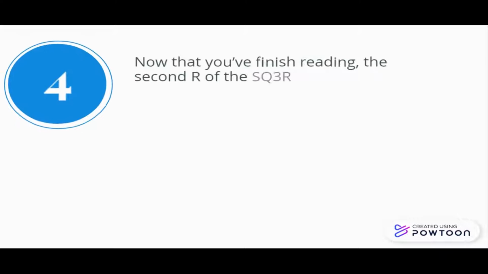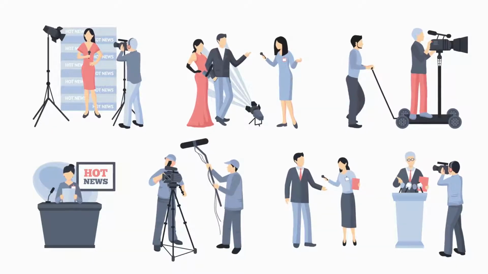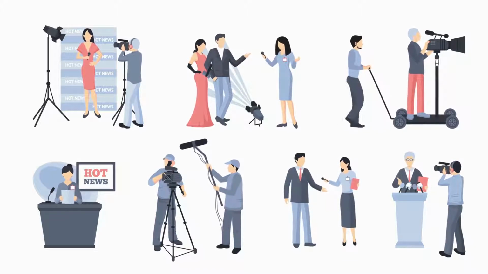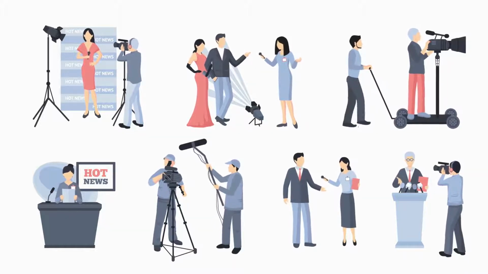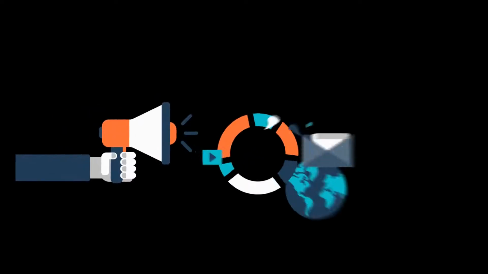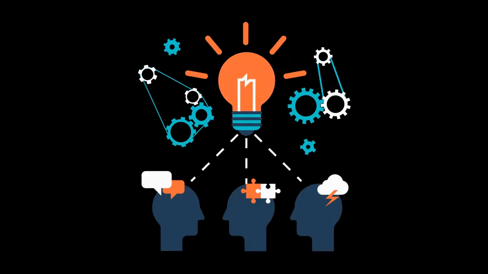Now that you've finished reading, the second R of the SQ3R method is recite. Recite means to try remembering what you read without looking at your notes or the original text. Reciting improves your comprehension by taking the new information and making your own meaning through summarizing. After reading, write or say aloud your understanding of the information you collected from the text. Recalling what you read will improve your comprehension and retention of the text. This is actually where your brain begins to store and make meaning of concepts and terms in your short-term memory.